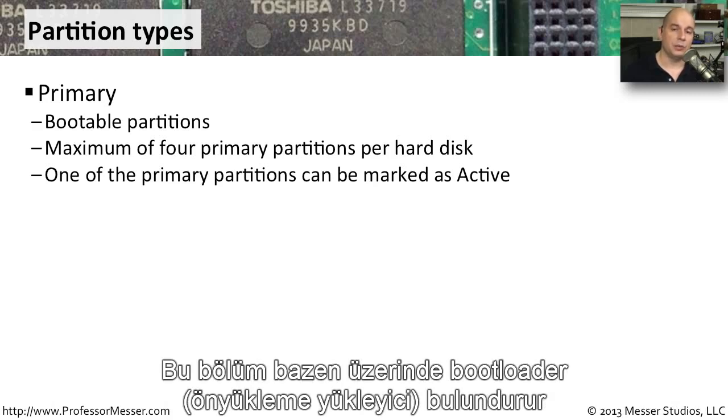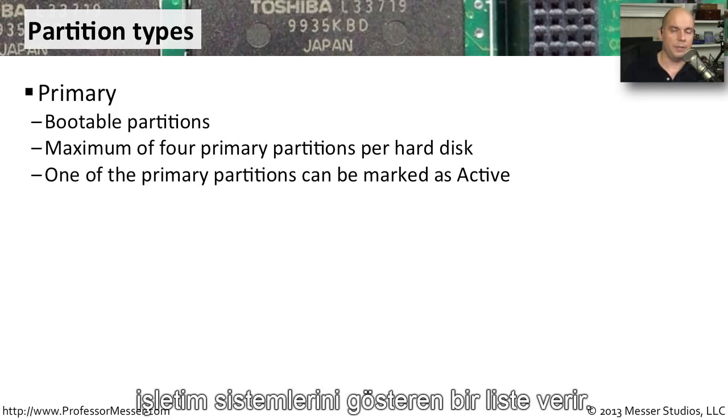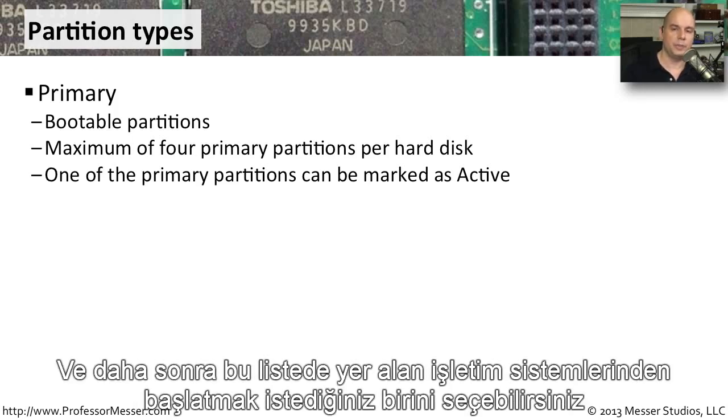This can sometimes also have a bootloader on it that will give you a list of all of the operating systems that you've installed into these primary partitions, and then you can choose from that list which one of those operating systems you'd like to start.